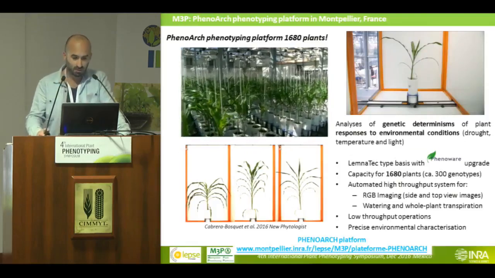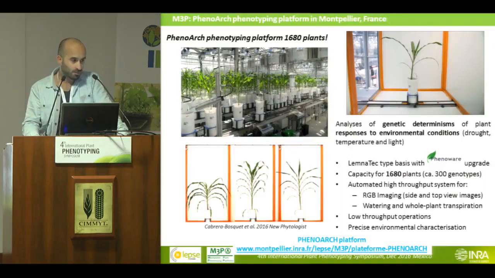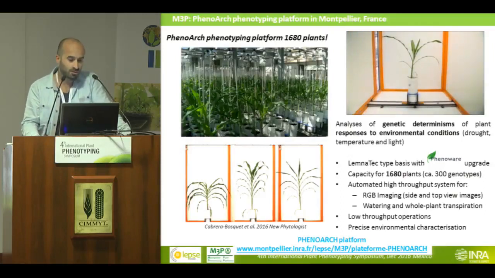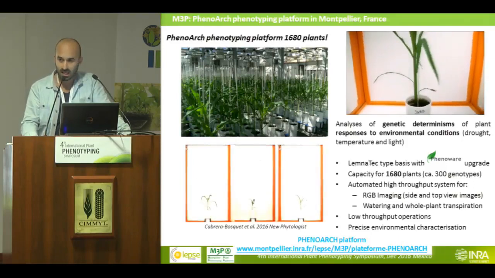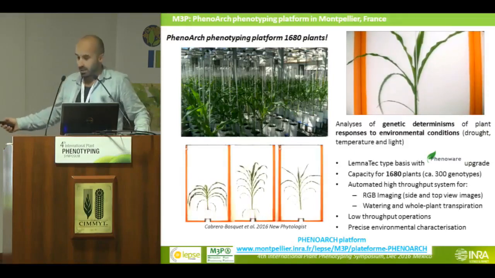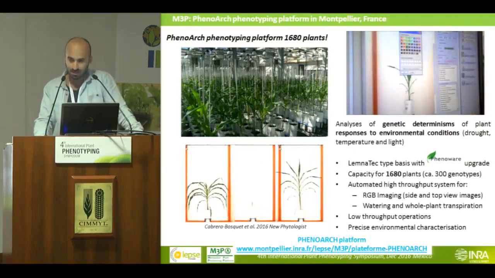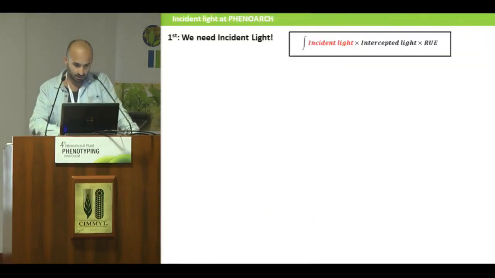Just briefly, for those who don't know PhenoArch, it is a phenotyping platform that aims at analyzing the genetic determinism of plant responses to environmental conditions, mainly drought, temperature, and light. It is an automatic system for having RGB images and control of plant irrigation, with a capacity of 17,000 plants that is compatible with genetic association studies.